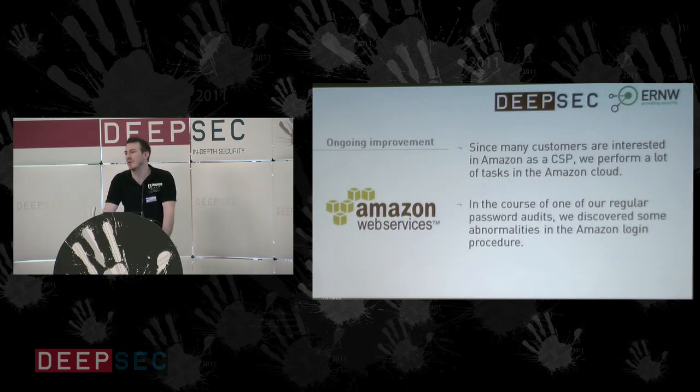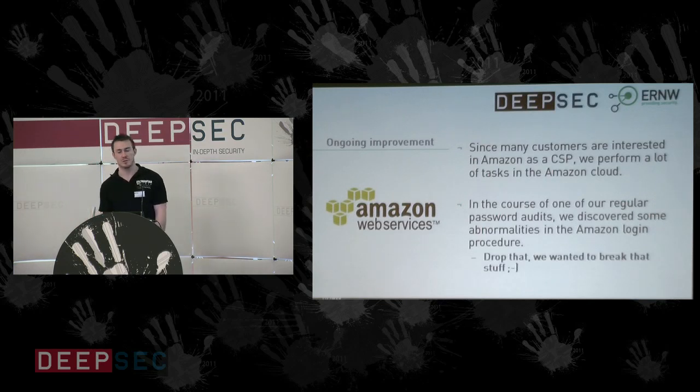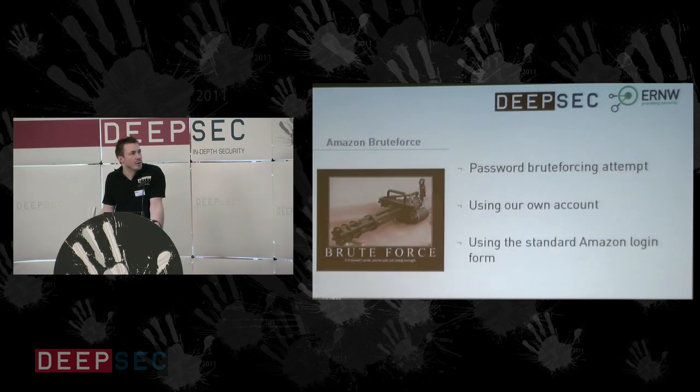So we have an Amazon account, and in the course of our regular internal password audits, we also audited the quality of our Amazon account password. We just wanted to see what Amazon does when we try to brute force our own account. But still, this was kind of the official statement: we had a regular password audit. So what we were doing was brute forcing the default Amazon login interface.